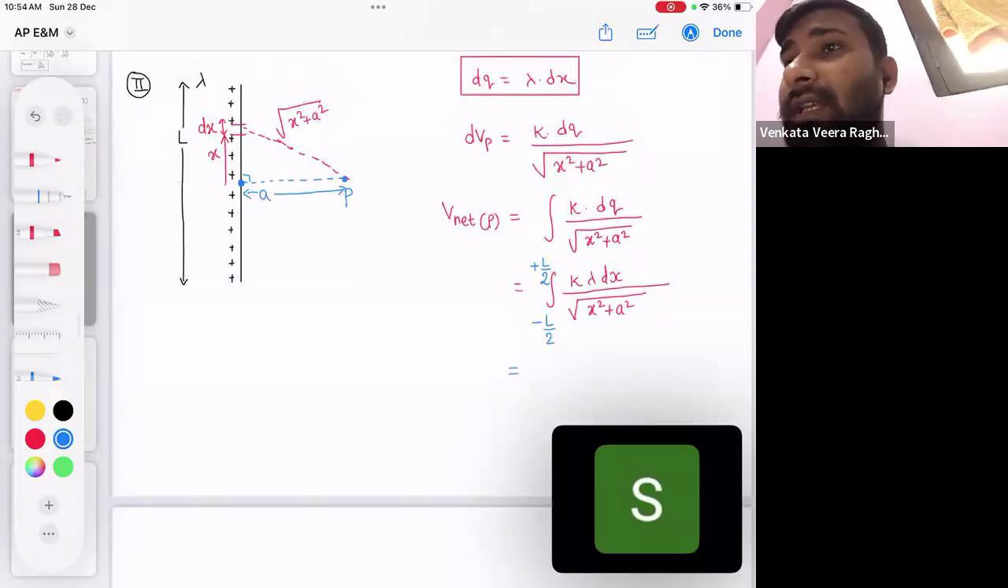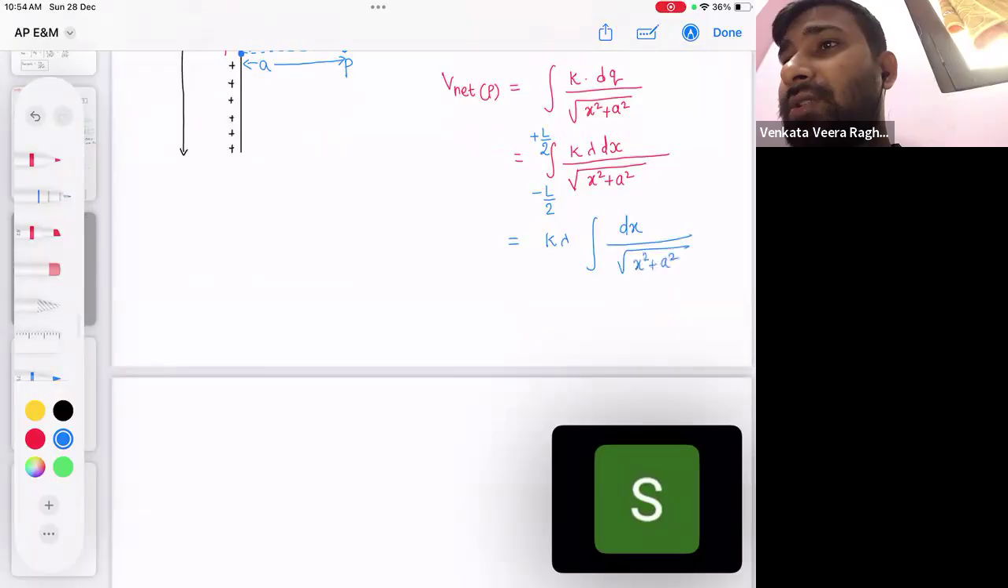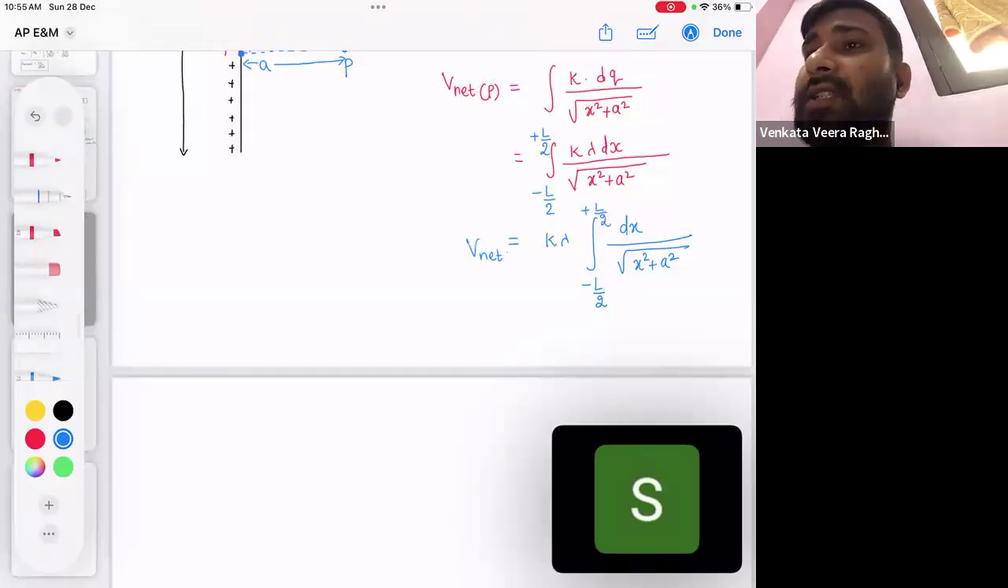So what will come outside? k will be outside, lambda will be outside, and this is the integration of dx by under root of x square plus a square, with the limit of integration minus L by 2 to plus L by 2. That is the net potential.